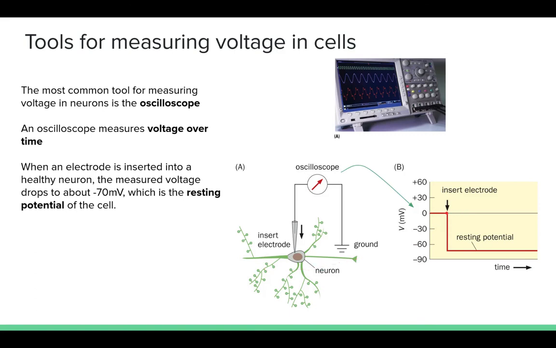of 0. If we then take this electrode and insert it into the neuron very, very quickly, what we would see on our oscilloscope is the voltage immediately drop down to about -70. That's because, as I mentioned before, inside a neuron there is a net excess of negative charge. What the oscilloscope is measuring here is quantifying that difference in charge between the inside and the outside of the cell. And as I said, in most neurons at rest, this is around -70 millivolts.